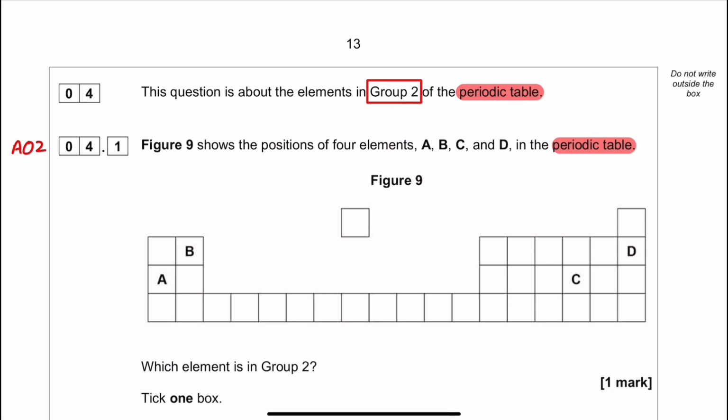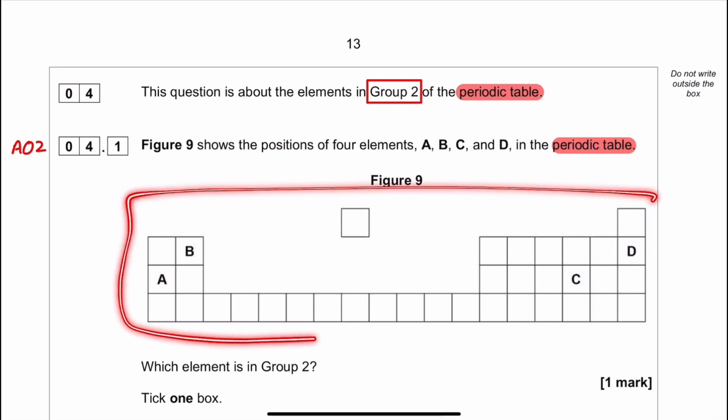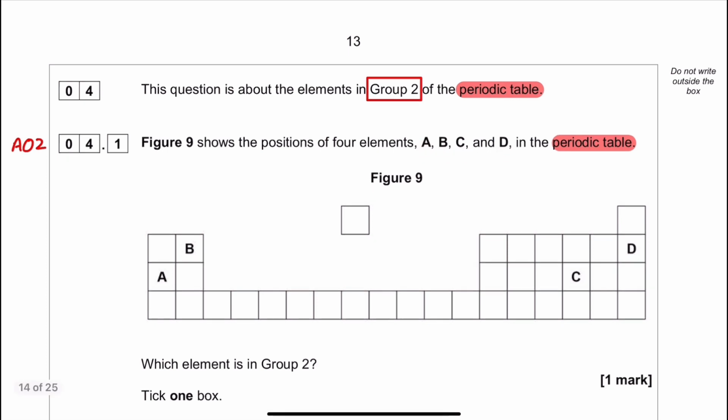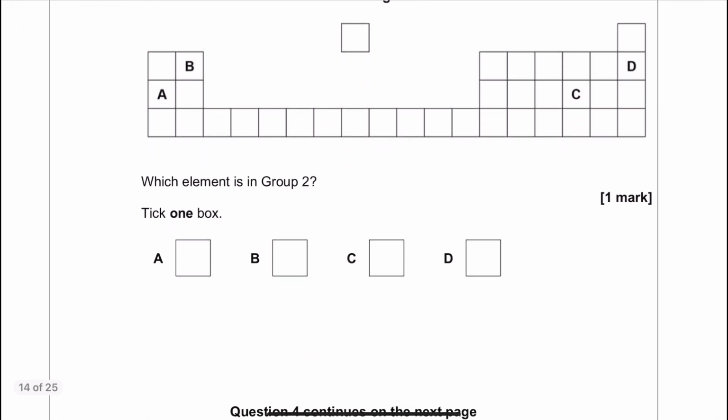Figure number 9. This is my figure number 9. A model periodic table is given. It shows the position of 4 elements A, B, C and D in the periodic table. Which element among A, B, C and D is in group number 2?